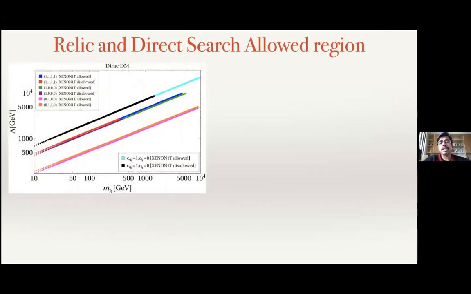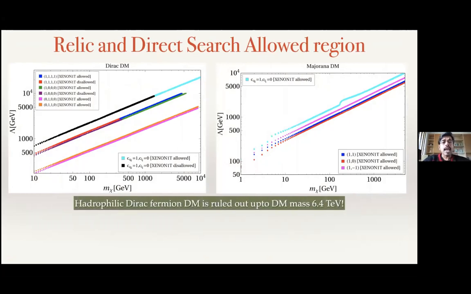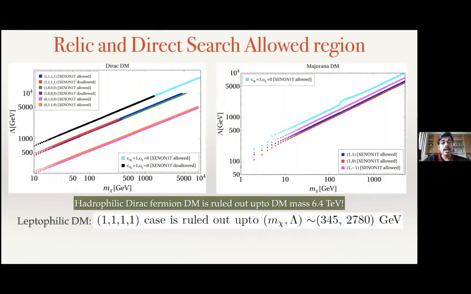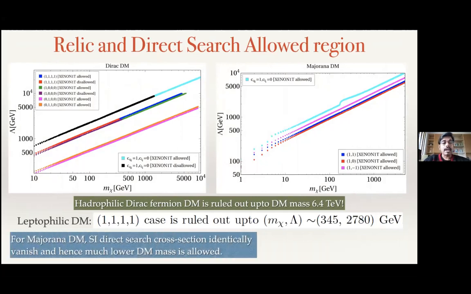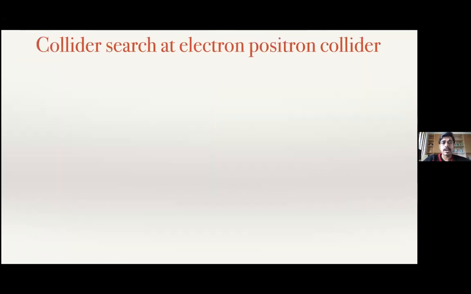So then you actually see the relic density and direct search allowed parameter space of the models when you take all the Wilson coefficients and operators together. For the hadrophilic case, it is ruled out up to a mass of 6.4 TeV, while for leptophilic dark matter, in the Dirac case, the mass is roughly of the order of 345 GeV, and so this can be probed at least at a 1 TeV electron positron collider. For Majorana dark matter, the spin-independent direct search cross-section identically vanishes. So there is no limit from the direct search that you actually have there.